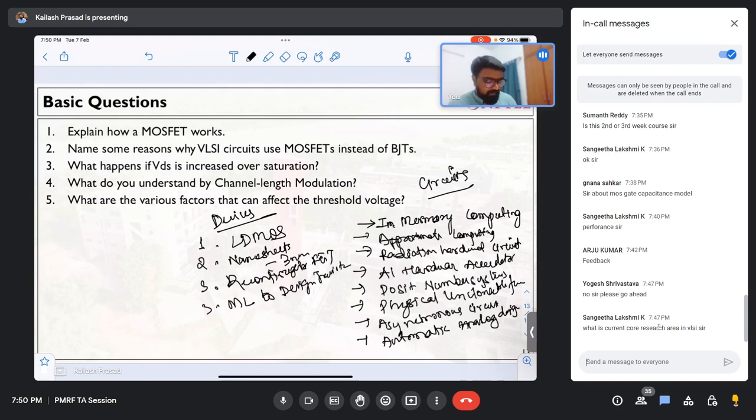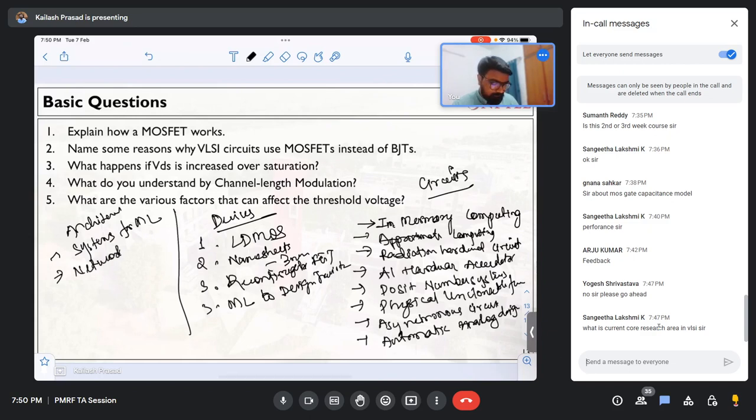After that we have architecture, where you design systems for machine learning. Then you design network on chip modules, and there are many more. These are the topics which our lab works on, and we have what we call emerging memories like RAM, MRAM and all.